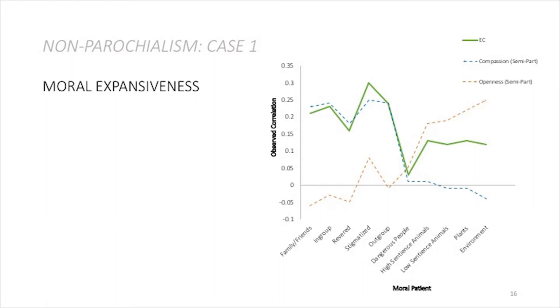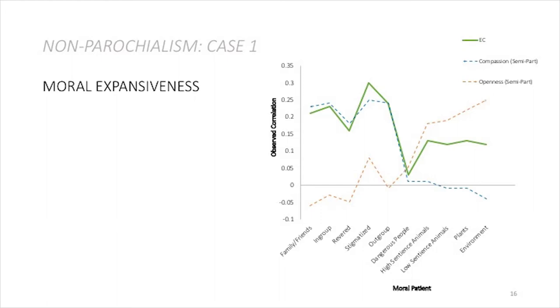But in any case, what you see on the y-axis are observed zero-order correlations between the enlightened compassion factor score and moral concern for these patients. The green is enlightened compassion. And you see, with the exception of this, reasonable and significant correlations between enlightened compassion and moral concern for all these entities.